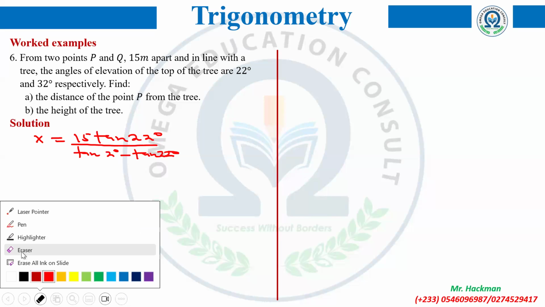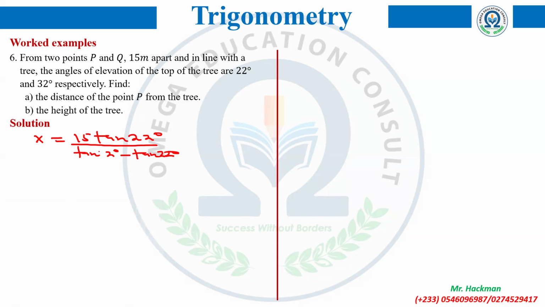I hope you are following my professors. Yes, sir. So at this point, you can use your calculator to find this value and approximate it. I'm waiting for that approximation. So that will be equal to 15 times tan 22 degrees over. It's calculator work, so you shouldn't waste time. I'm relying on you for your calculator values.